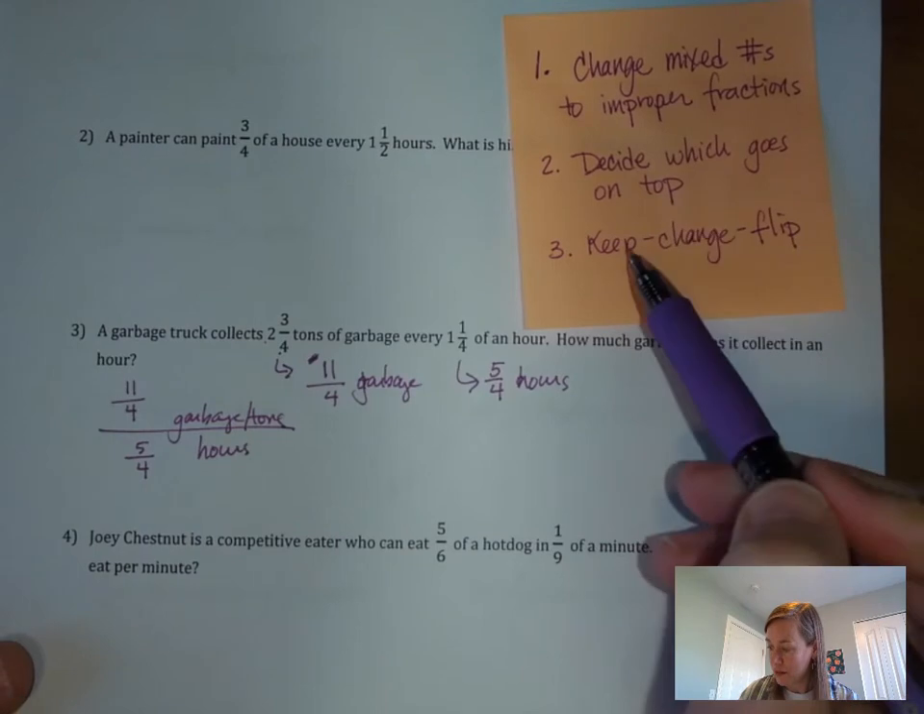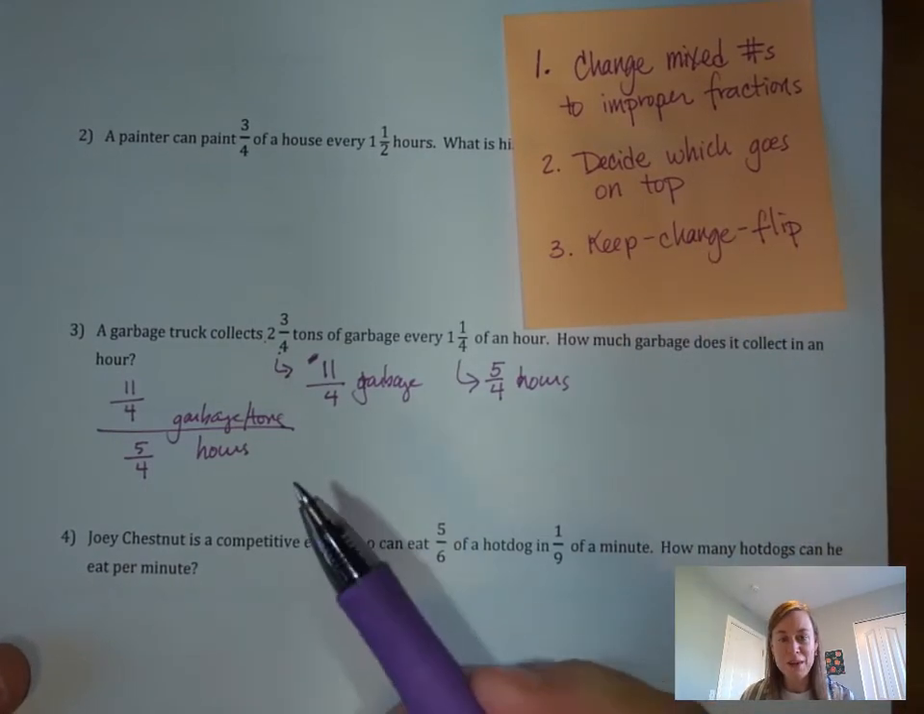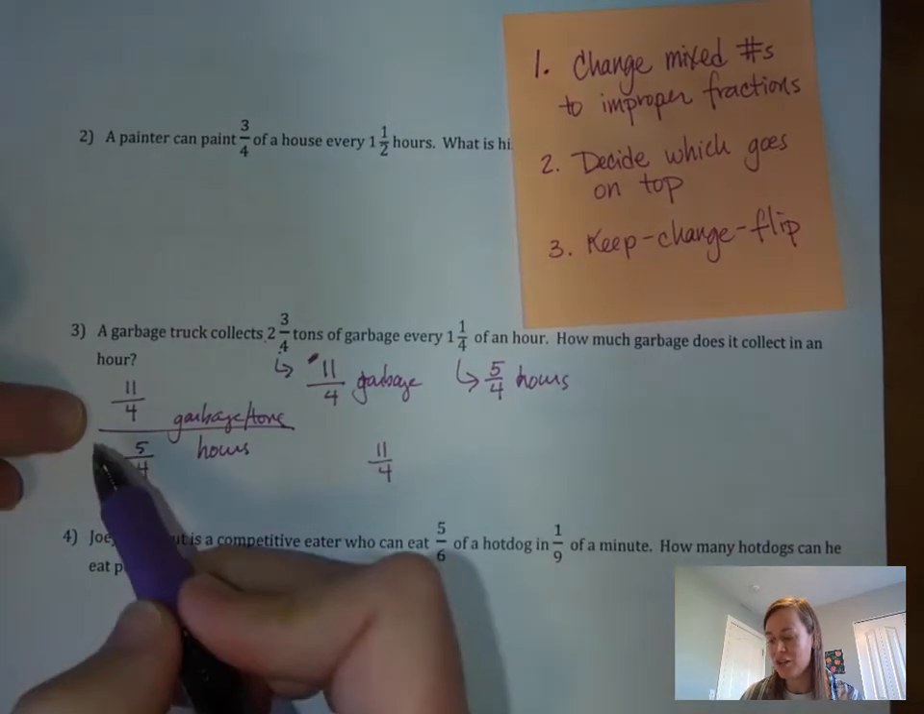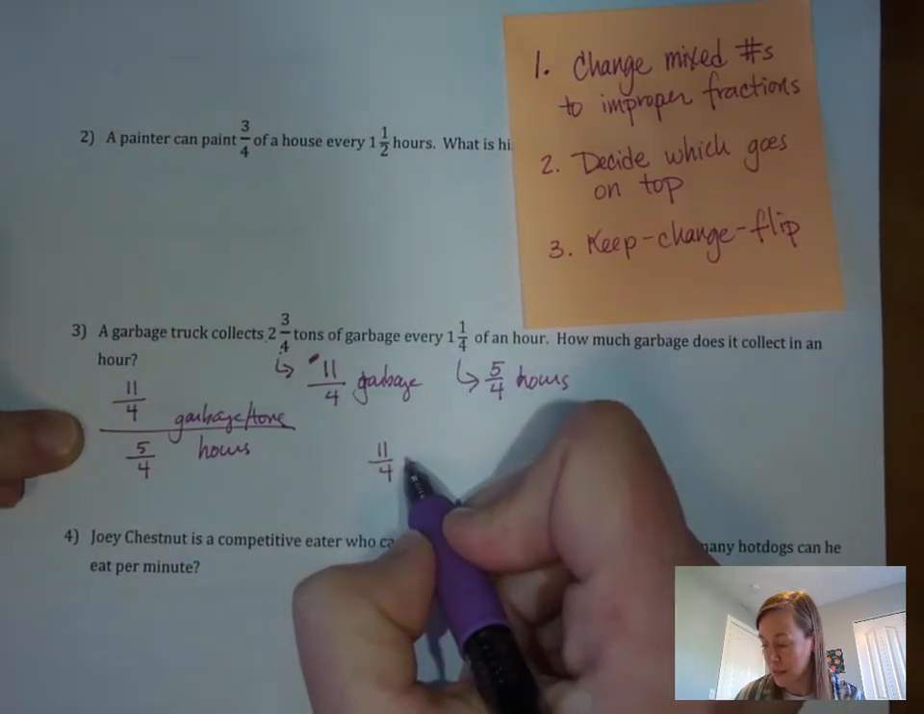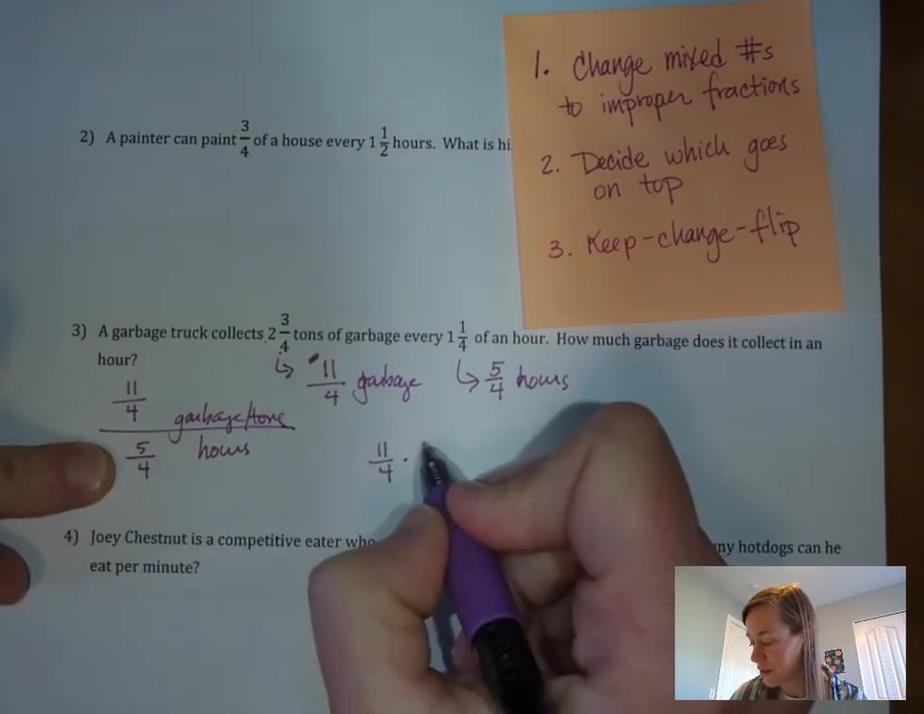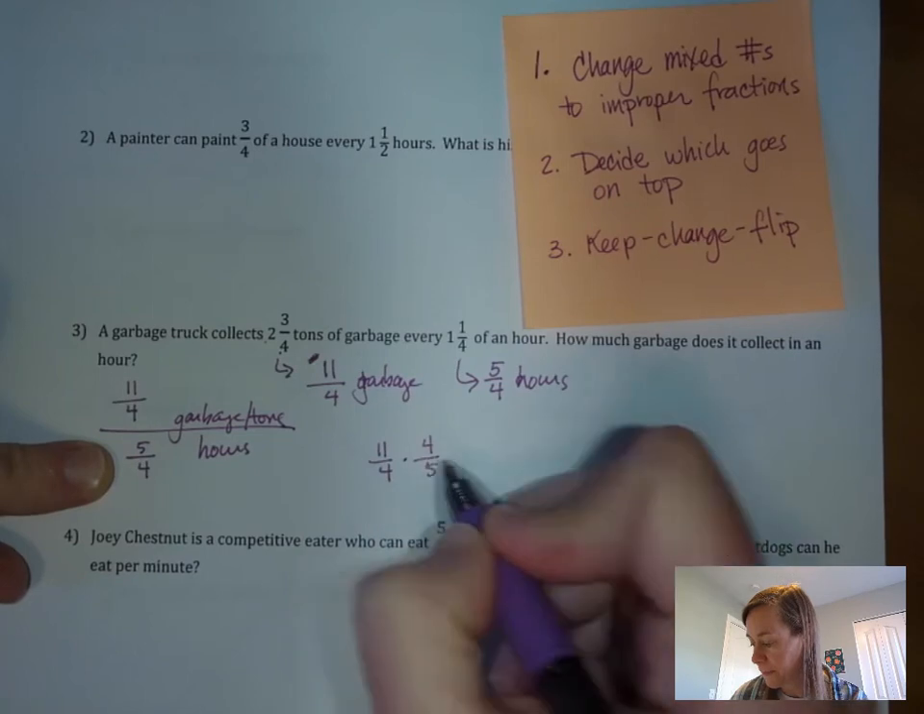It is time for keep, change, flip. So what do we keep? We keep the 11/4. Great. What do we change? We change division to multiplication. And what do we flip? We flip the 5/4. It's going to become 4/5.